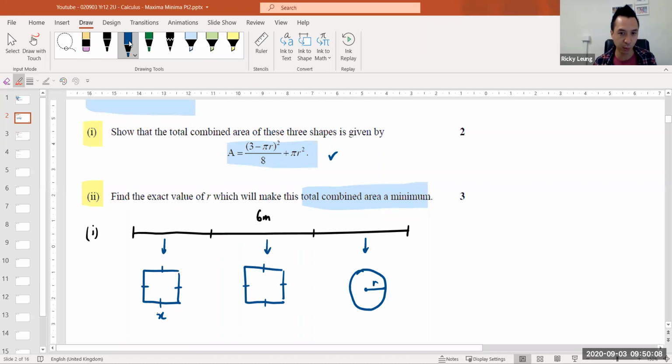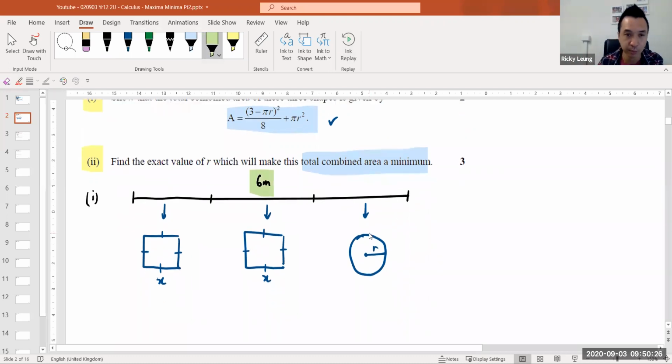You can see if I want to derive an area for these three shapes, I'll have x and r. So somewhere down the line, I'm going to remove x with some other factor they give me, and that other factor in this case is definitely going to be the 6-meter length of wire. Before I do that, let's quickly jot down a combined area.